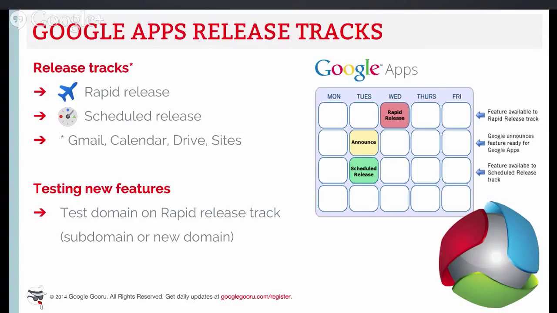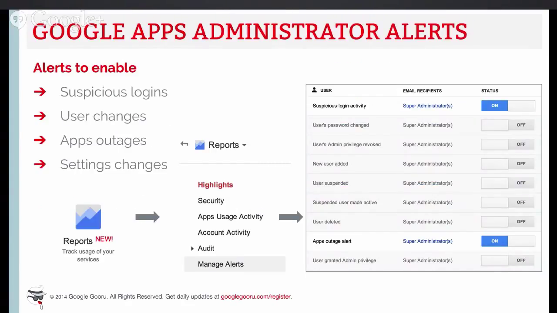You also have the option of enabling or disabling new features automatically on your domain. So that gives you a way to introduce new features slowly and gives you enough chance to test them out before they are made available to everyone. I also recommend that you set up administrator alerts. This will help you not only with change management, but also with keeping up with changes that are being made by other administrators in your domain. So you can get to alerts by visiting the reports section of the admin console, clicking on manage alerts, and from there you can choose the email recipients and which alerts are enabled or disabled.